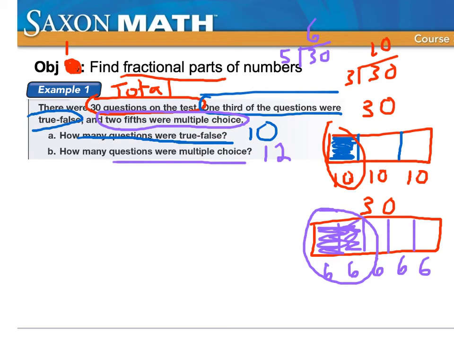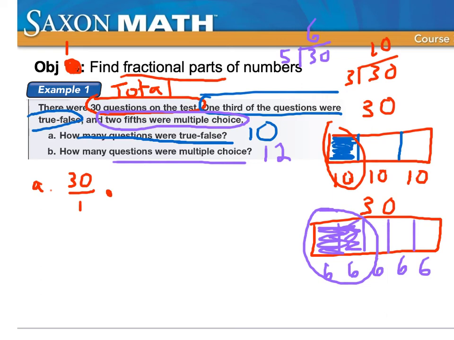Okay, let's do part A here. And I'm just going to bust out my red pen for these. Okay, part A. It says how many questions were true, false. So the first thing I told you to do is to take my whole number and write it as a fraction over 1. Well, here's my whole number, 30. That's 30 questions on the test. So I'm going to take 30 and write it with the denominator of 1. Okay? And I'm going to multiply that by my fractional part.